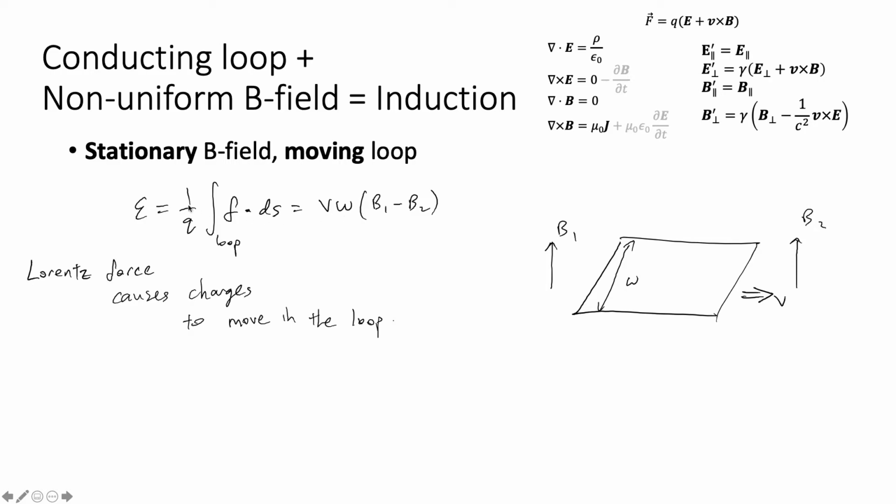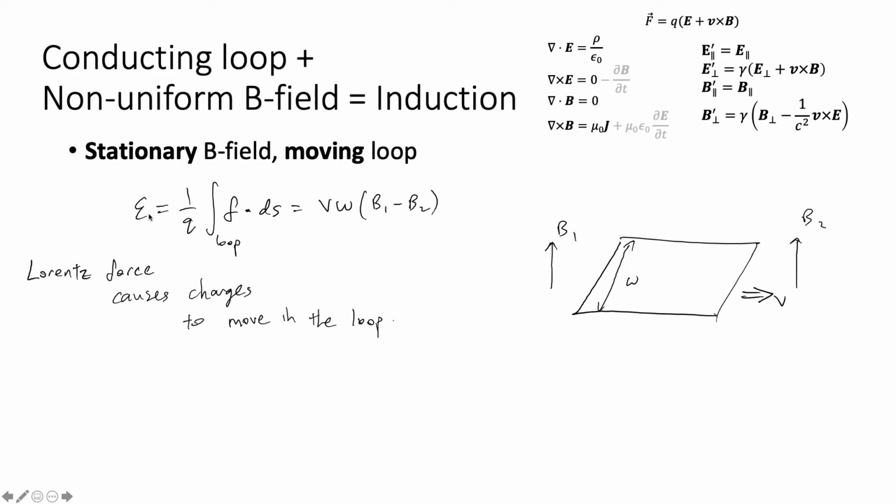Okay, now let's consider what happens when you have a loop of wire that's moving through a non-uniform magnetic field. Let's say we have this rectangular loop moving through magnetic fields. On one side is B1, on the other side is B2. One side is different from the other, perhaps one side is stronger. So if we consider the Lorentz force on the charges along the loop, and we do the integral along the loop, we actually get that the line integral along the loop is non-zero.